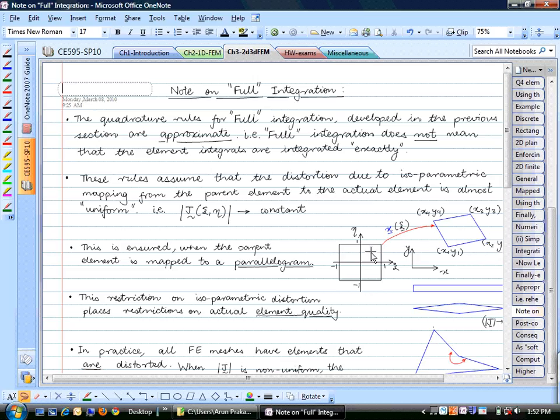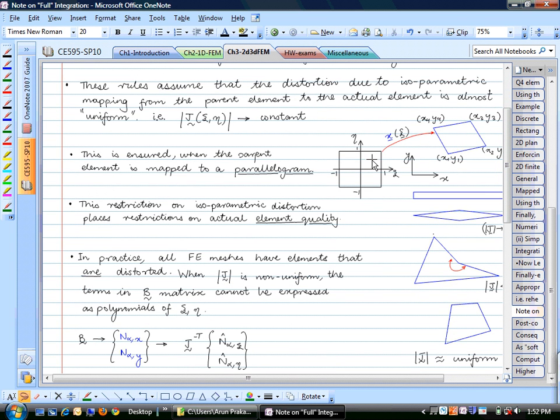So when I say that this needs to be constant or uniform, what that means is that if you go from any point here to the corresponding point there, you will see that J can be different at different points. One example of that is right here. If you map one point from here to a general quadrilateral which is not a parallelogram, then the value of J at different points is going to be different.